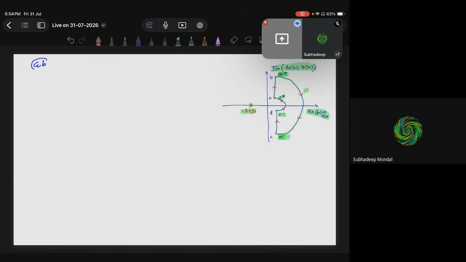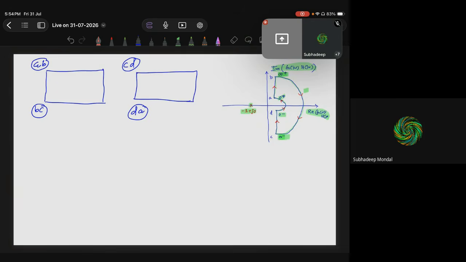Next is BC. Next is CD. Next is DA. These are the 4 parts we have. In each part, we find this table. So the table is like this: what is omega? We have to find 0 plus and infinity plus. Here, what is it? BC. Sorry, let me draw the table. You'll understand it.